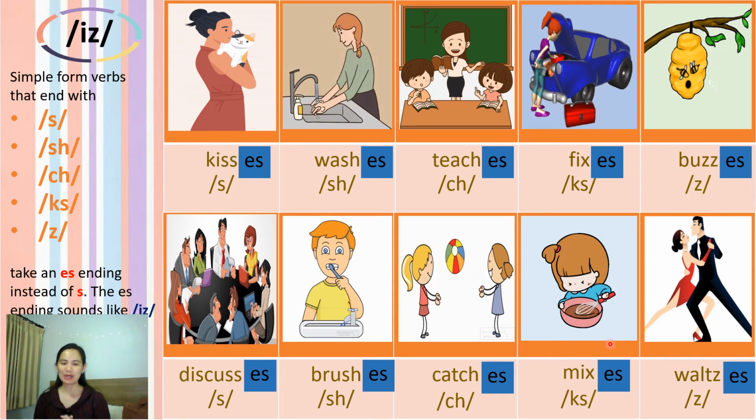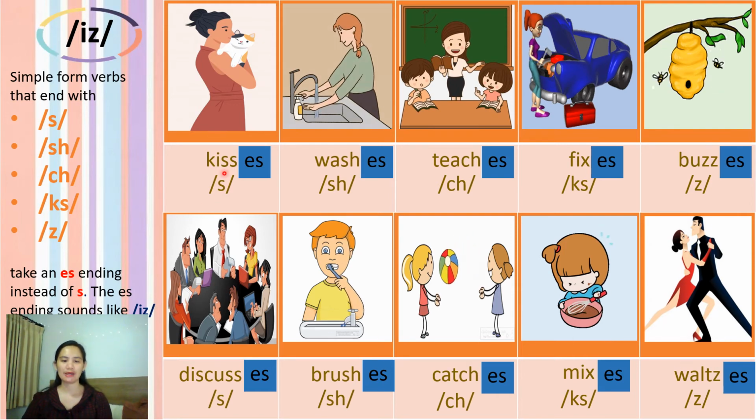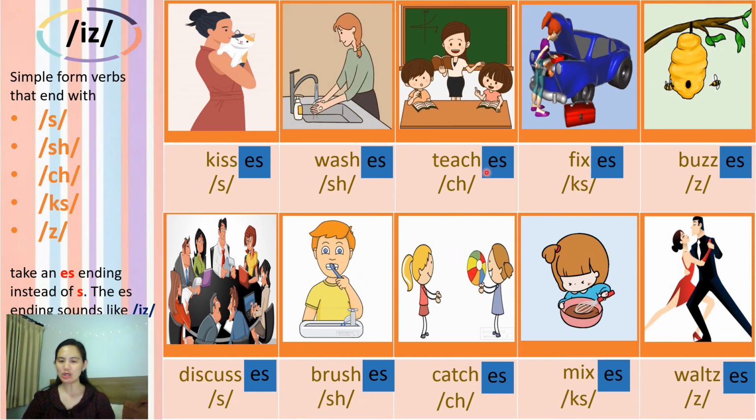Now let's read all the words with is sound at the end. Kisses, discusses, washes, brushes, teaches, catches, fixes, mixes, buzzes. Lastly, waltzes.